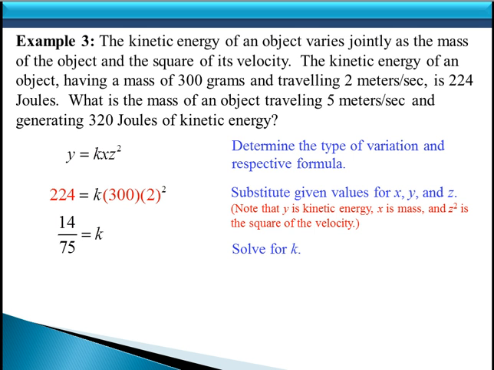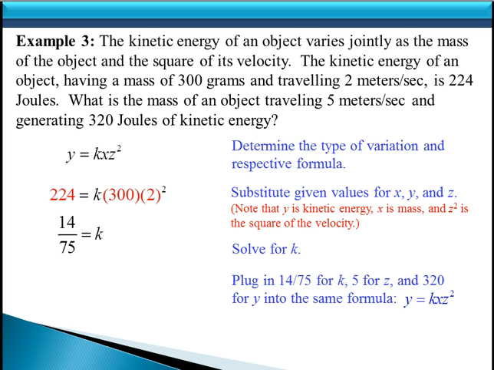And now we're going to do the next step, which is to plug in that value of k into that original formula we started with. And this time we're looking for the mass, so we don't know what x is, but we know that the z is 5, because that's the velocity, and the kinetic energy is 320, so that's going to be our y. So we plug those values into the formula, and we solve this for x. So if you multiply the x times the 14/75 and times 5 squared, you'll get a fraction times x. Multiply both sides by the reciprocal of that fraction to solve for x.